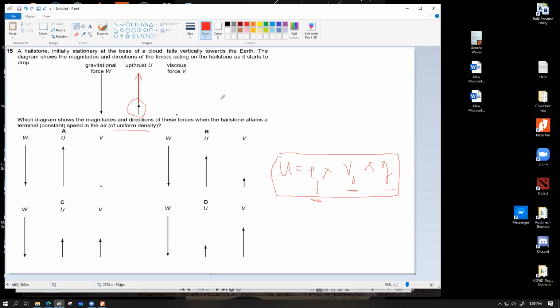So based upon that discussion, which one do you think is the correct answer? Try to figure that out. If you have any question, you ask me. Which one do you think is the correct answer?